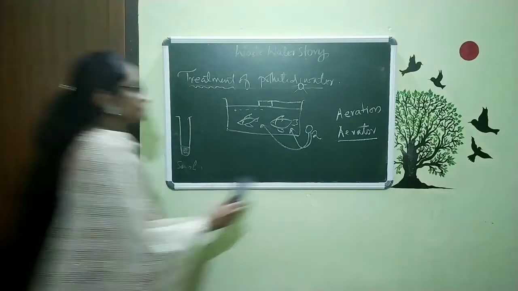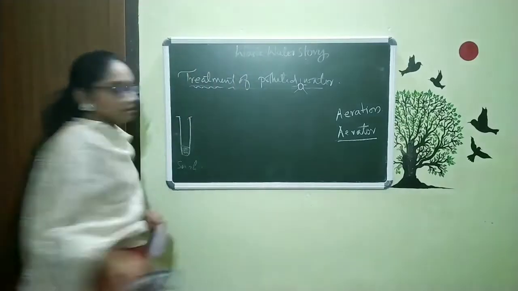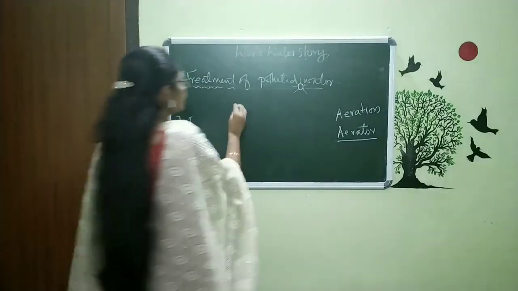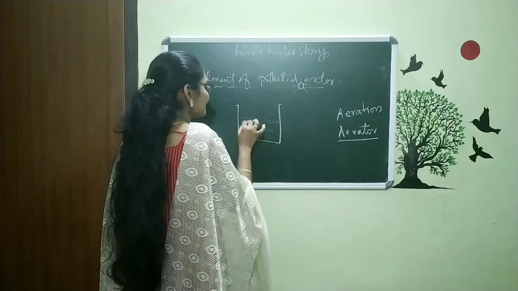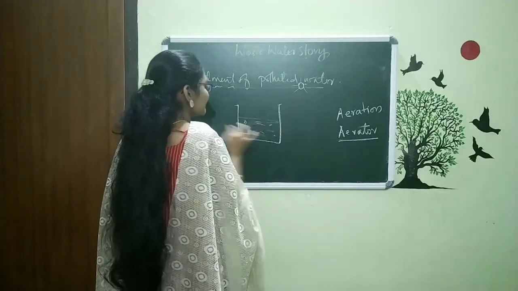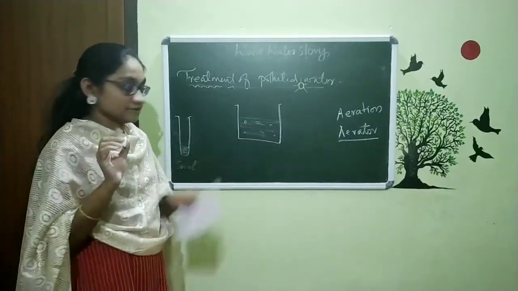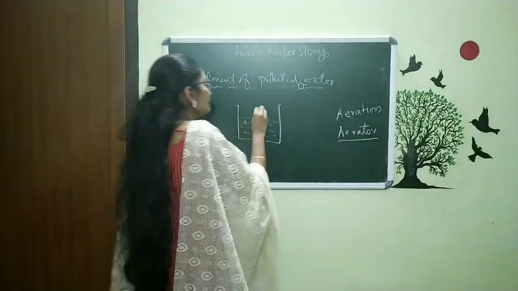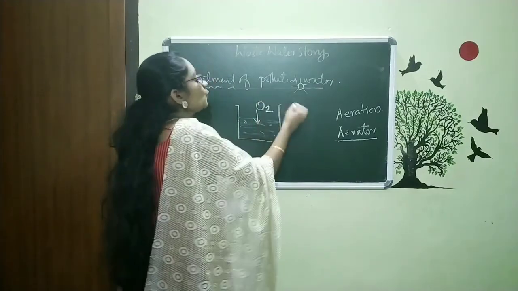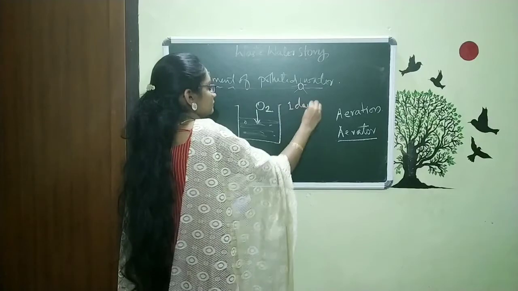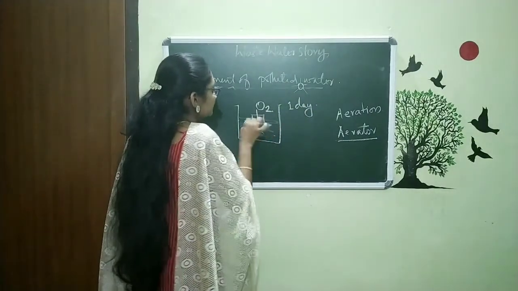So, we are just taking the beaker, and this is our foul smelled mixture, and I am going to give this aeration to this. That means I am giving oxygen to this for 1 day. I am leaving this aerator in this liquid for 1 day.